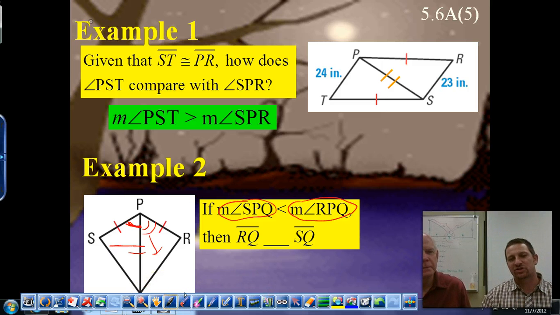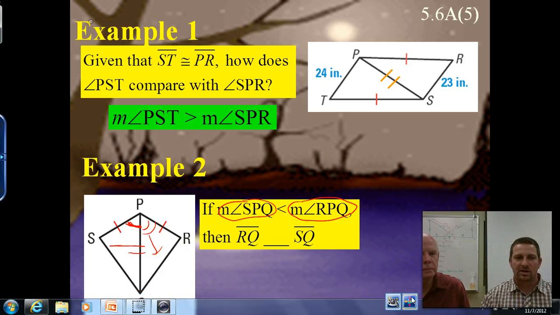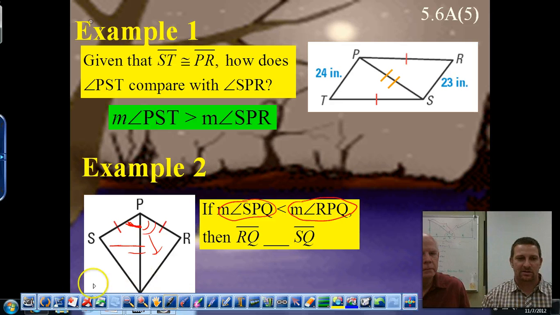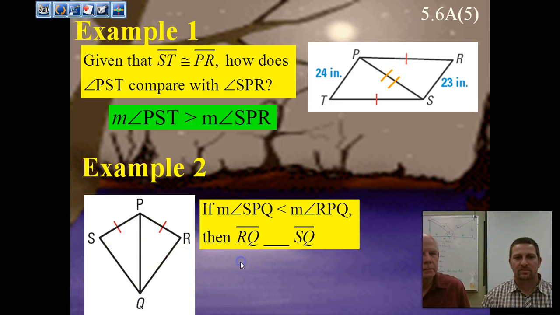But you can see that angle RPQ is bigger than angle SPQ, and so then you can make the inequality that those opposite sides, RQ and SQ, you can come up with the idea then that RQ is bigger than SQ. Okay, and so once again, if that angle on the other side is bigger than the angle next to it inside that hinge, then you know that the side opposite of it is also greater.